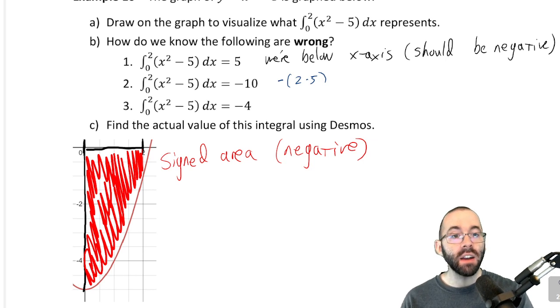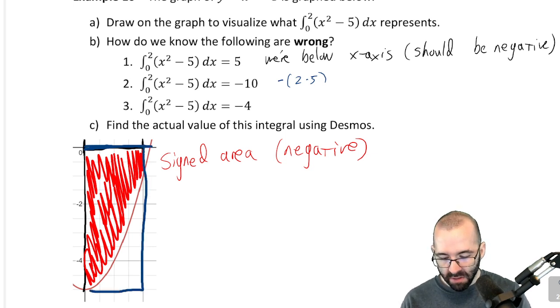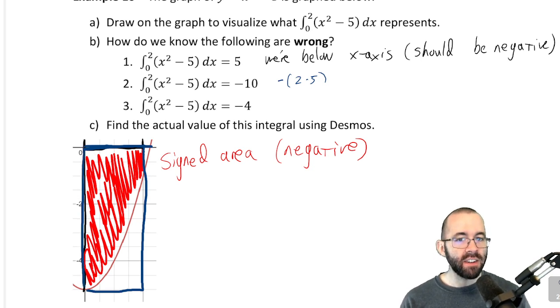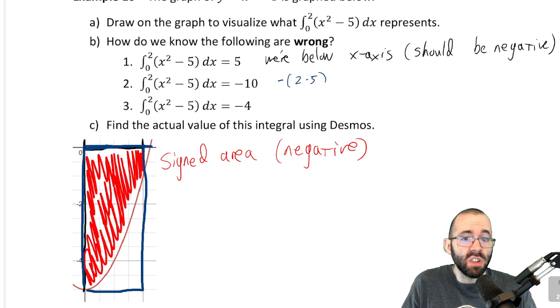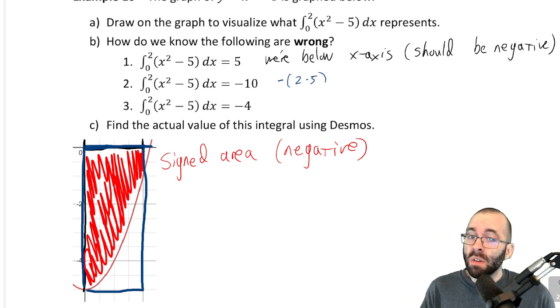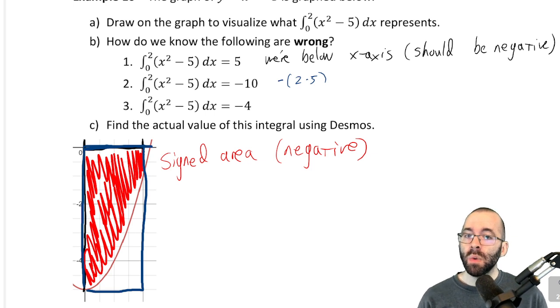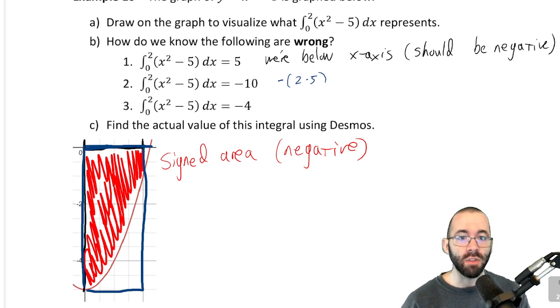What is that area? What is this blue area? Well, that's a rectangle of width 2 and a height of 5. So we know that this could be an approximation, not a good approximation, but an approximation of that integral. But we do know that it's not the right answer. If we use technology, we know this might be an approximation, but it's not a good one and it's not exact.